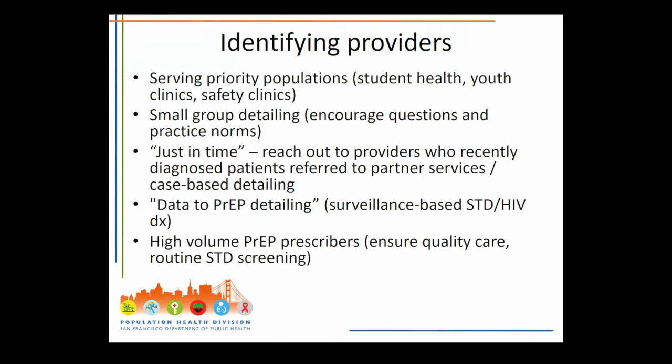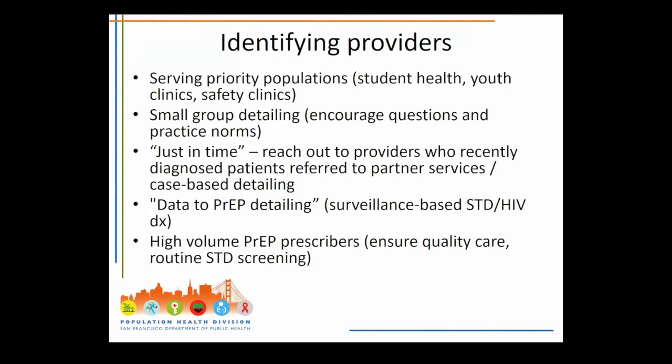We also do use some surveillance data, which I've called data to PrEP detailing, in order to understand who's diagnosed STDs or HIV in San Francisco in the last 3 years. And based on that list, we've reached out to providers who we think may be serving populations that may be at risk. And we've also gone out to people who we know are prescribing PrEP, because the high volume prescribers are also important, because they're really essential to ensuring retention in PrEP care, and that patients are getting routine STD screening every 3 months as recommended by us here in San Francisco.